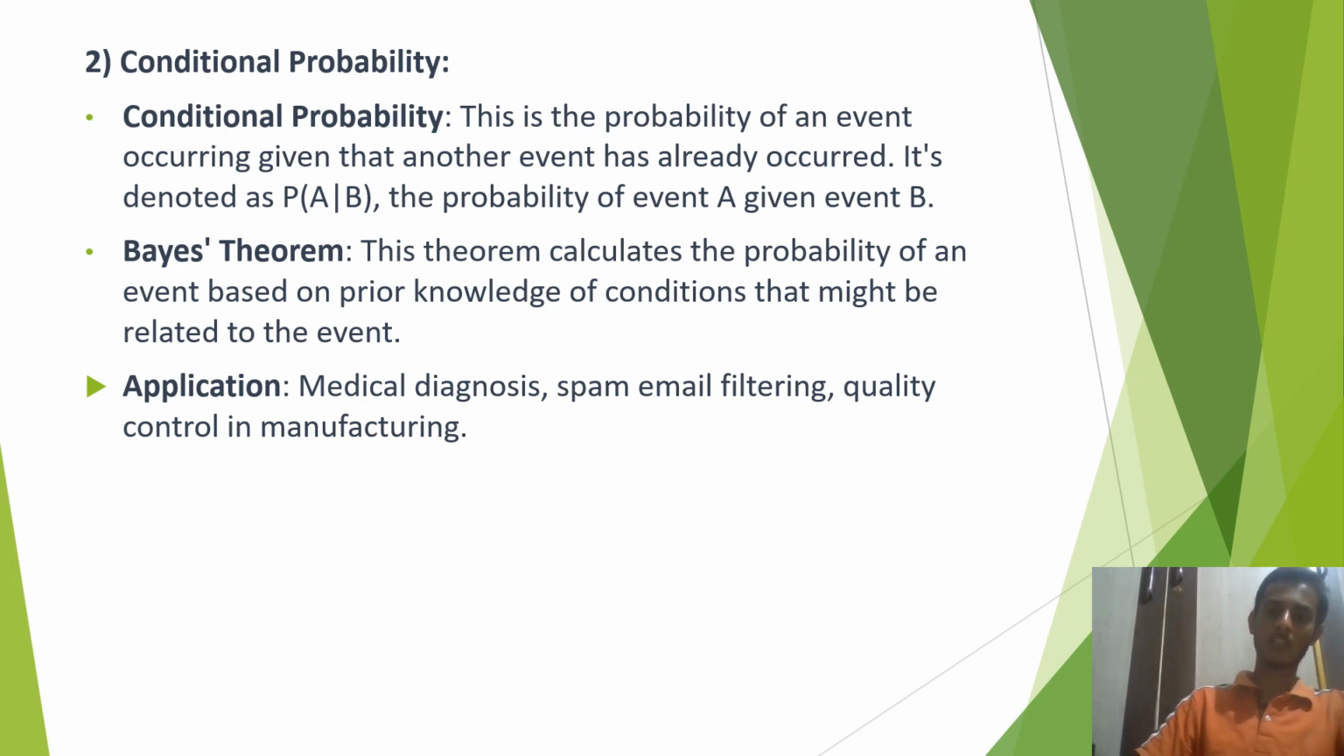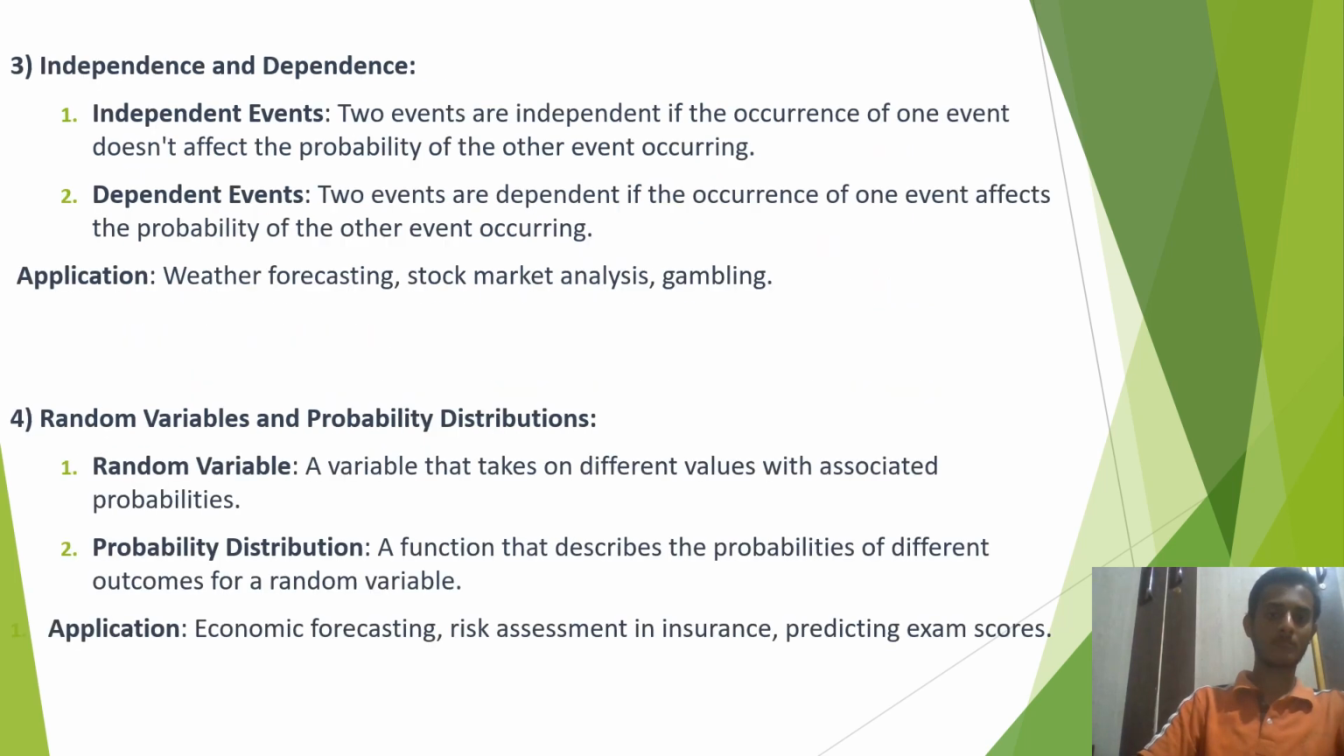Conditional probability. This is the probability of an event occurring given that another event has already occurred. It's denoted by P of A bar B, the probability of an event A given event B. Bayes theorem: this theorem calculates the probability of an event based on prior knowledge of conditions that might be related to the event. Applications: medical diagnosis, spam email filtering, quality control in manufacturing.